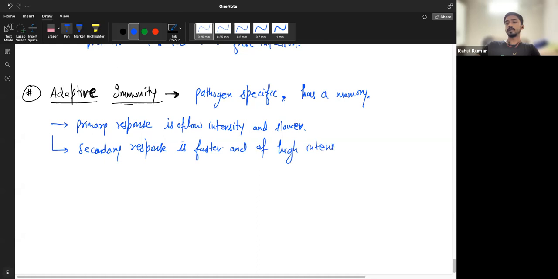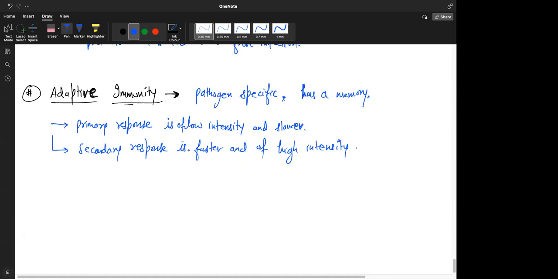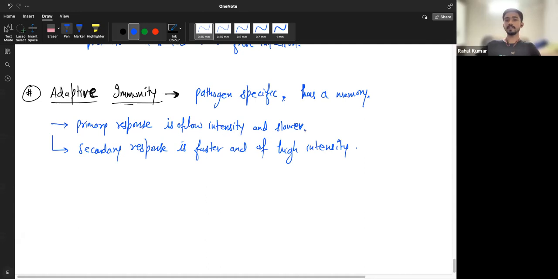Now, remember I told you in the beginning that invertebrates just have innate immunity. So can I say that every time an invertebrate is affected by any pathogen, it will take the same amount of time and the same response of the same intensity? Yes, sir. Ideally they should, because they just have innate immunity.